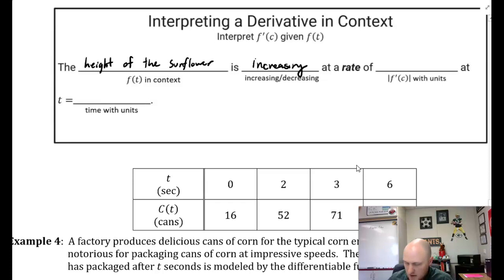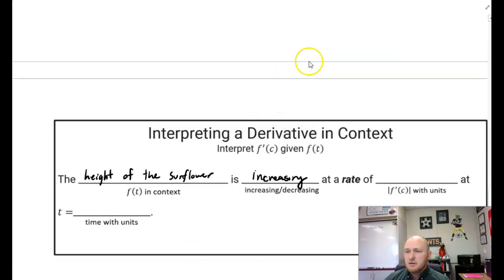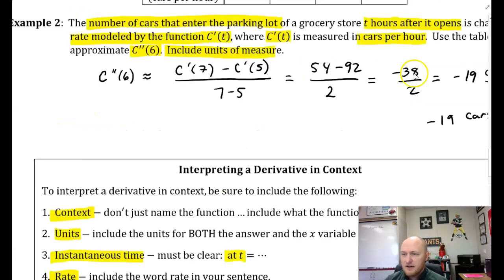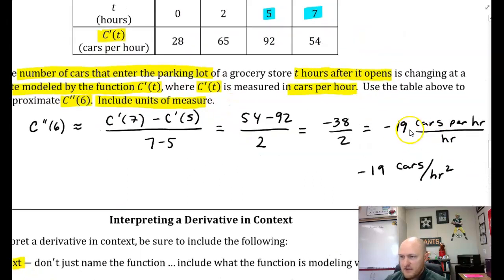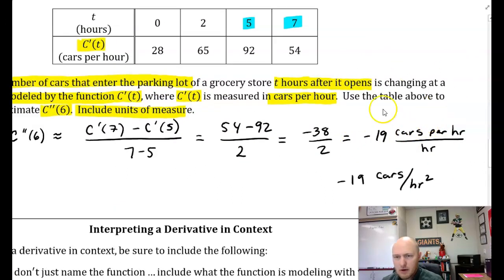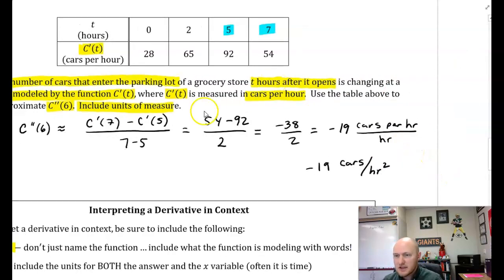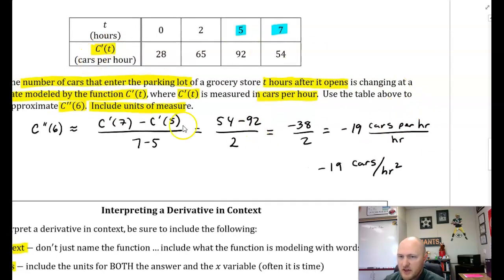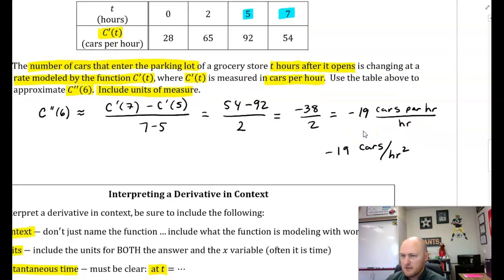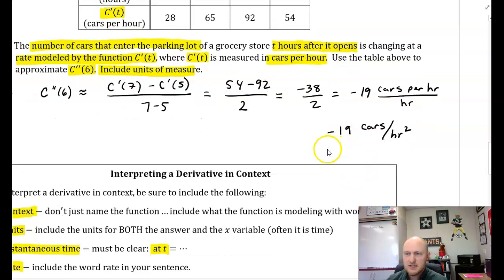Increasing. When would it be decreasing? Well, here we have a negative answer. I have negative 19 cars per hour per hour. So the rate of cars leaving the parking lot is decreasing. Okay, so a negative answer indicates decreasing.